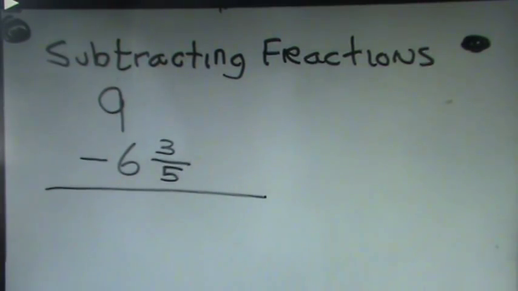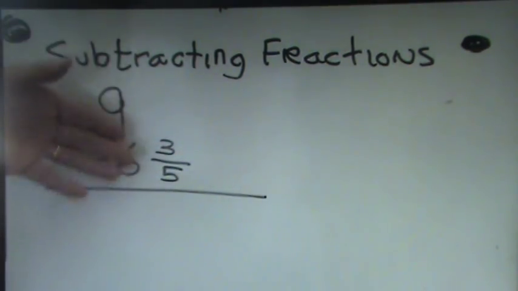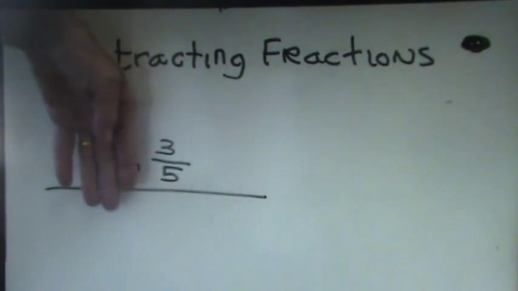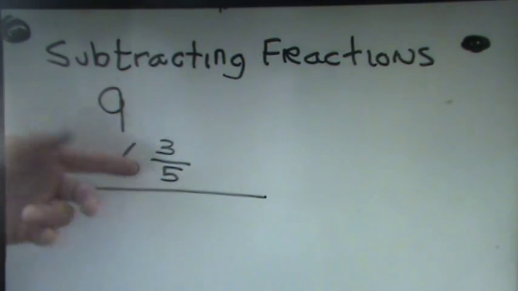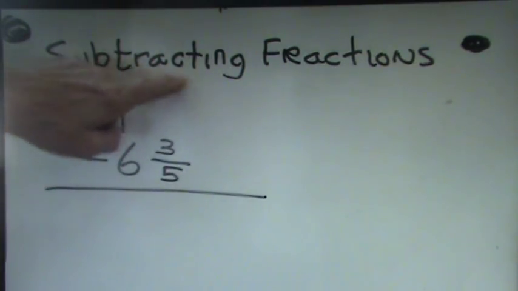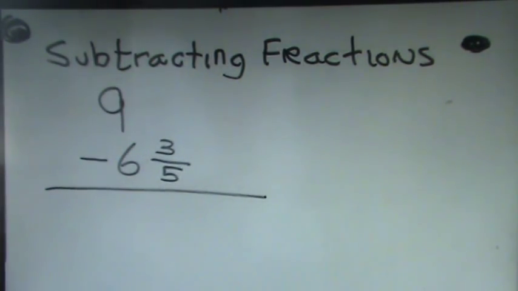Well, this is an interesting problem now. We have the whole number 9 minus 6 3/5. Well, this is a mixed number and it's a whole number. Now we know when we're dealing with whole numbers, we block out the whole number, we do the fraction first. But we have 3/5, we can't take 3/5, there's nothing up here. Well, there is a skill that you already know that's really important.